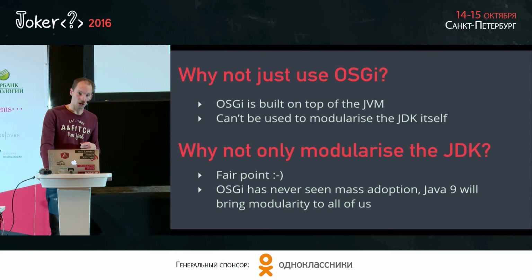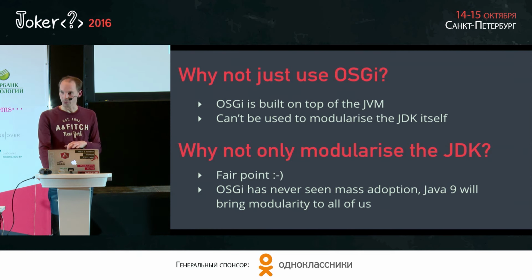Still, you could say, OK, well, let the JDK team do what it needs to do to modularize the JDK, but then stop at that. Just let other people who are interested in modularity use OSGi. And they could have done that, but they haven't. And you can argue this both ways, and I'm not going to do that here.